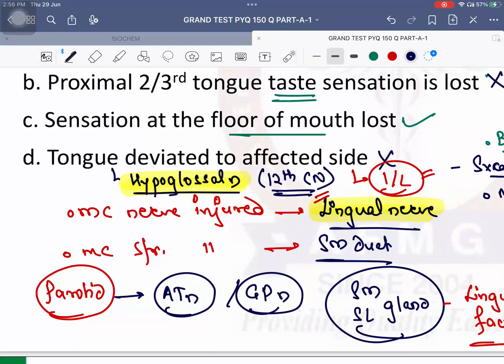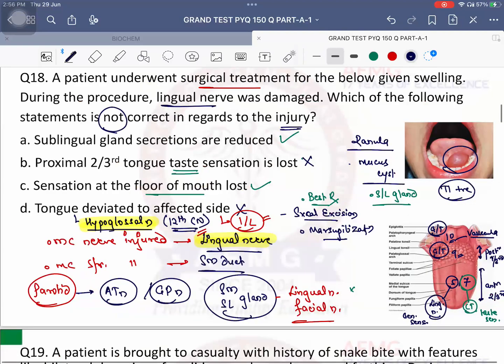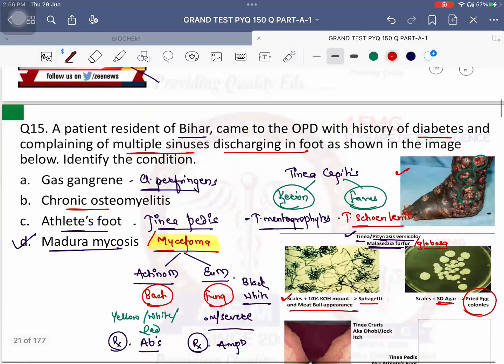That means, if my right-sided hypoglossal nerve is damaged, my tongue will be deviated to the right side itself, the same side of the lesion or injury. So that's important to be remembered. Very common and important question. So either of the two answers, you are right, B or D. Okay? Let's move ahead.